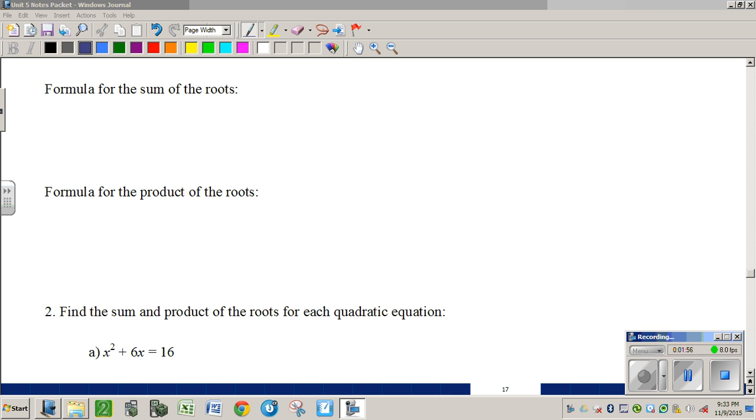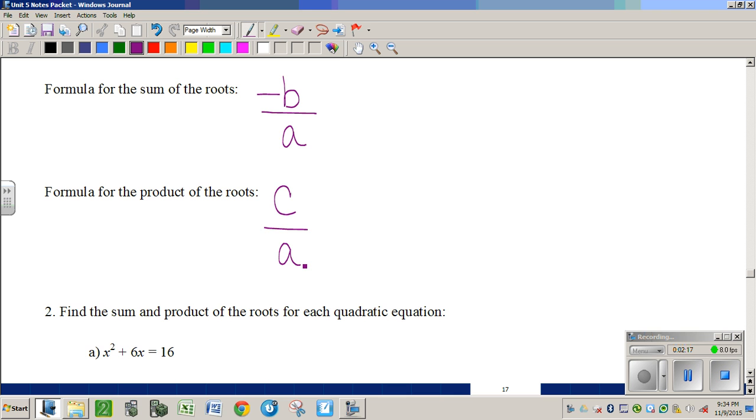So if I want to find the sum of the roots, the formula is negative b over a. Okay, so that would just be the opposite of your b value divided by your a value. And the product is c over a. Okay, and that's all there is to it, to the sum and the product of the roots. All right, so let's take a look and see how this works.